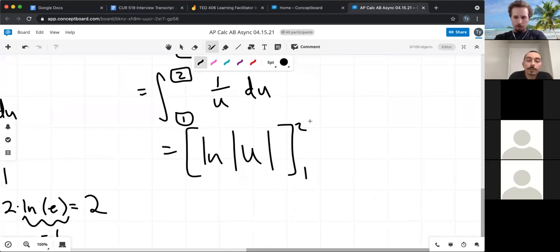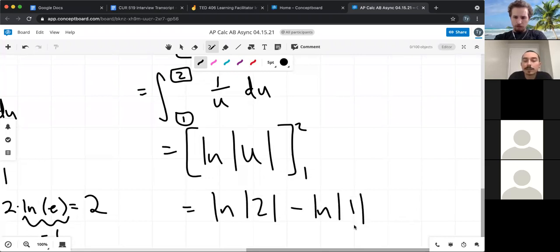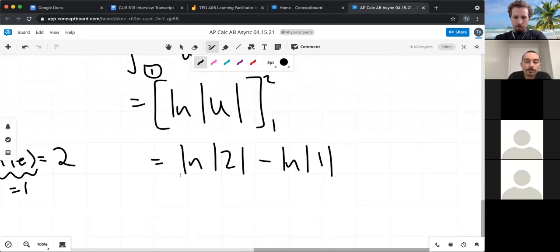Okay, so when we plug in our u values, we have the natural log of the absolute value of 2 minus the natural log of the absolute value of 1. Well, okay, the absolute value of 2 is 2.